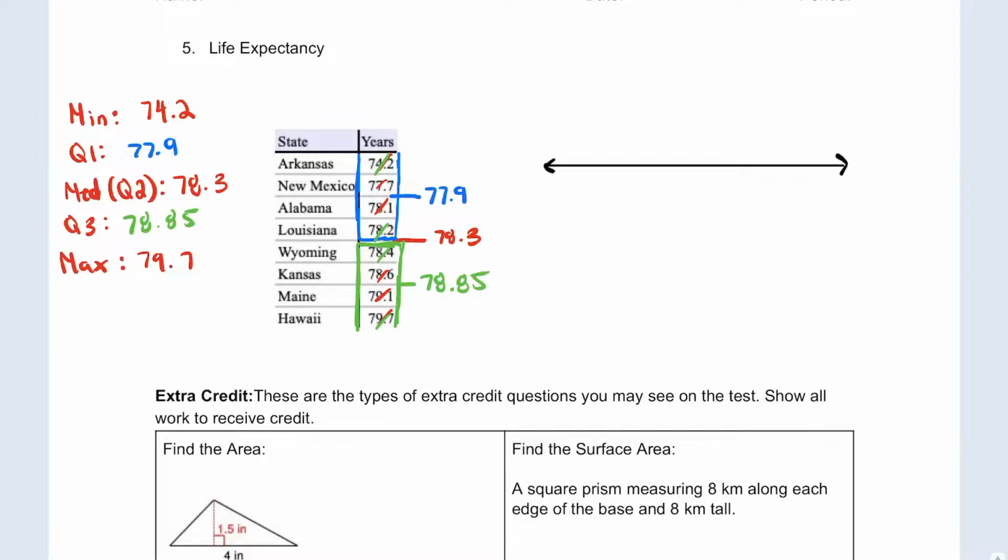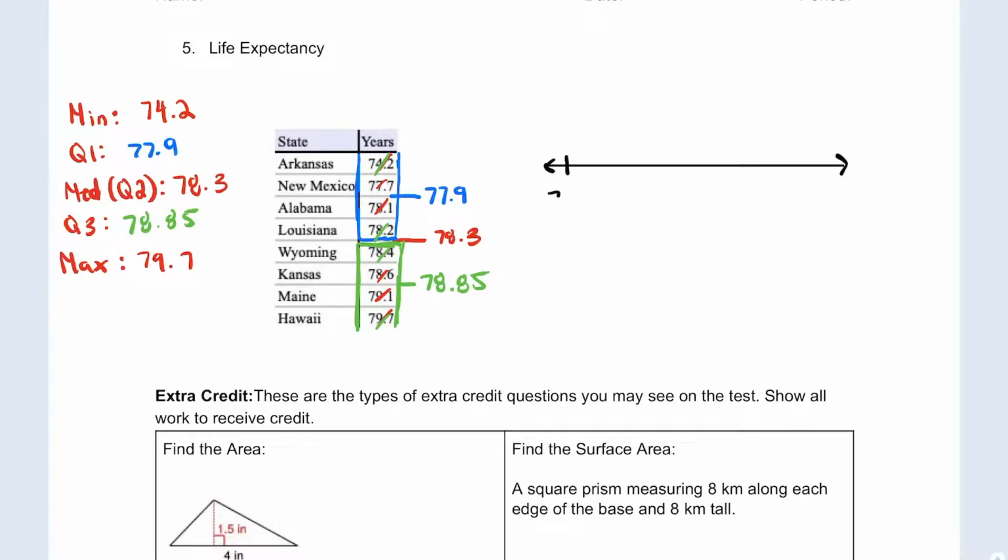So since I'm dealing with decimals, I'm not gonna make each tick mark a decimal. Instead, I'm just gonna use whole numbers and then approximate using my box and whisker plot. Then I can add in the actual values above my box and whisker plot. Okay, so let's see. It looks like I need to go from 74 to about 80.